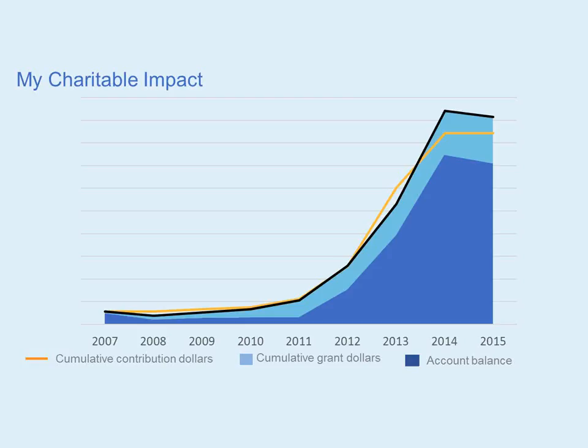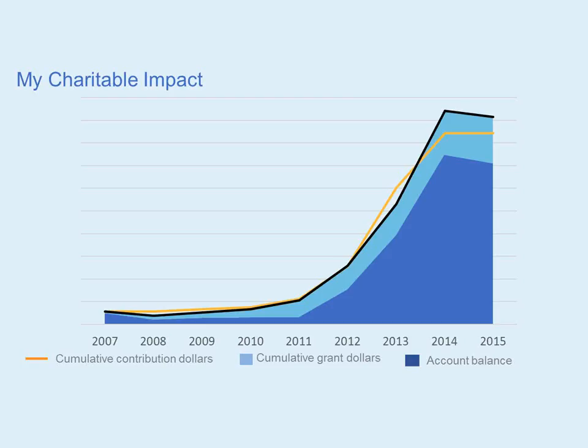So I know it's a little complicated, but let's start with the blue, the area under the lowest area, which is blue. That represents the account balance that I have at Vanguard. And you can see when I first started the account in 2007, it was relatively low.